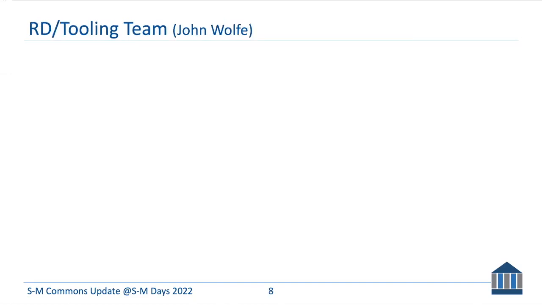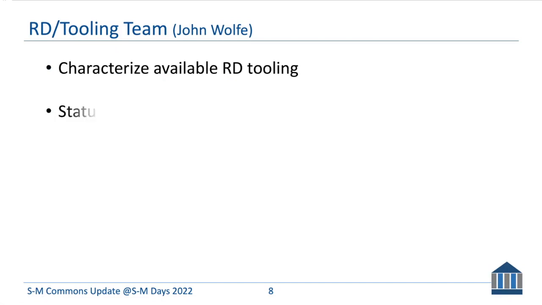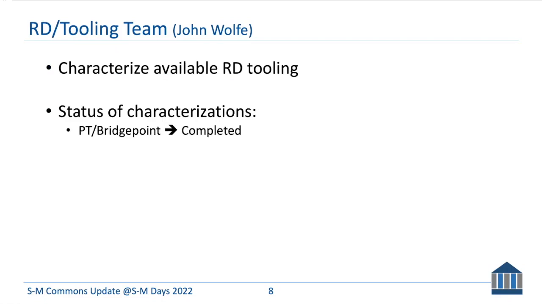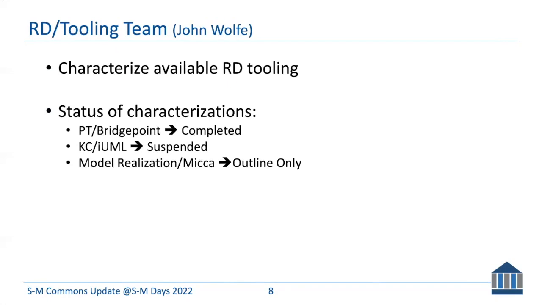The RD tooling team, led by John Wolf, started last year with an effort to characterize the different tool sets available for translation. Here's what those efforts have produced. The characterization of the PT Bridgepoint tooling has been completed. The characterization of the xtUML tooling was suspended as support for the xtUML architectures was migrated to Bridgepoint. Good work there. And the characterization of the model realization Mica tooling is only in outline form at the moment and still in search of a volunteer to complete this task. Do we have any takers?